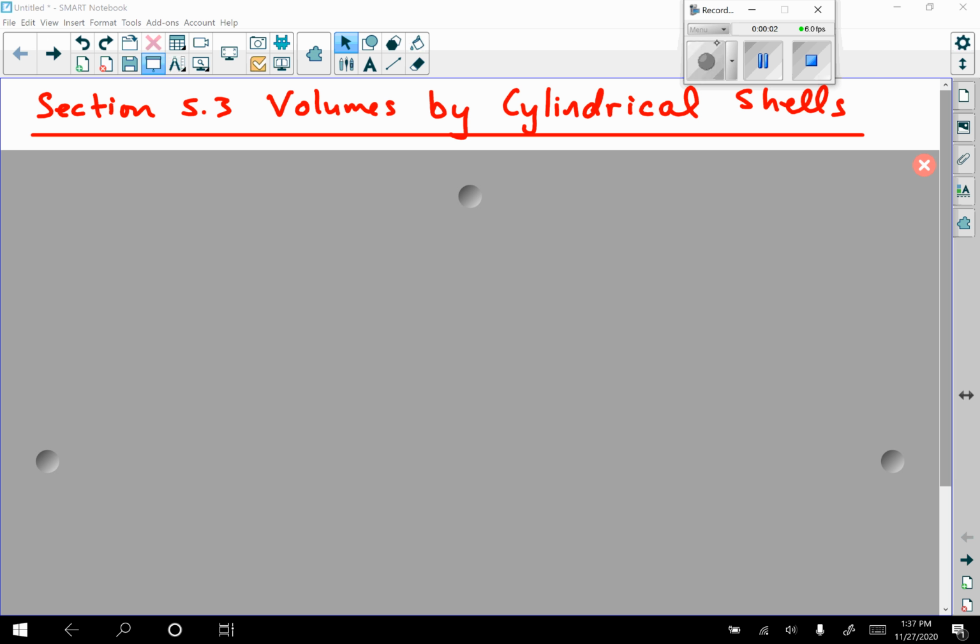Section 5.3, we're still looking at how to calculate volumes of solids, but this is another technique called cylindrical shells. So let's first take a look at what a cylindrical shell is and how we're going to use it to help us find volume.